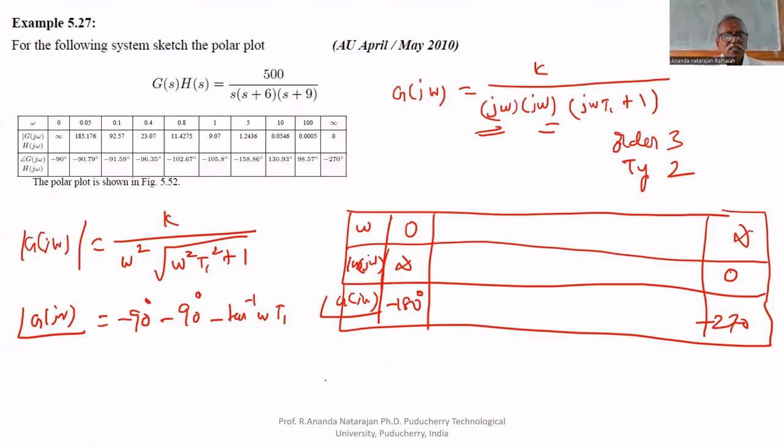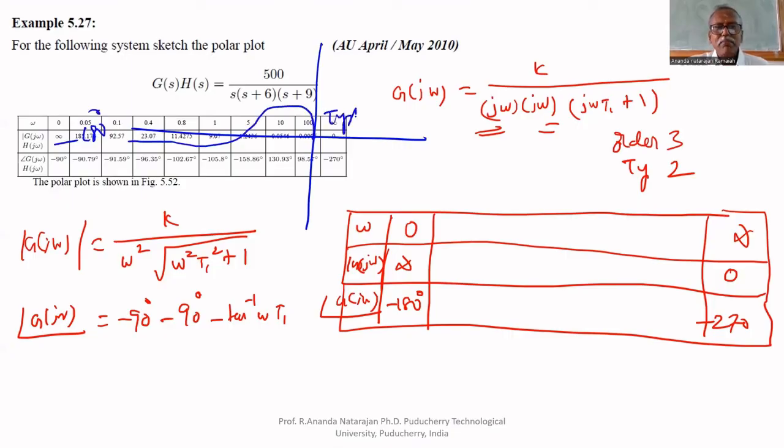But type 2, that's why it starts at minus 180 degrees, and ends at minus 270. Type number 2, order 3. So by looking at the plot, we can tell the order number and type number. This is called the polar plot.